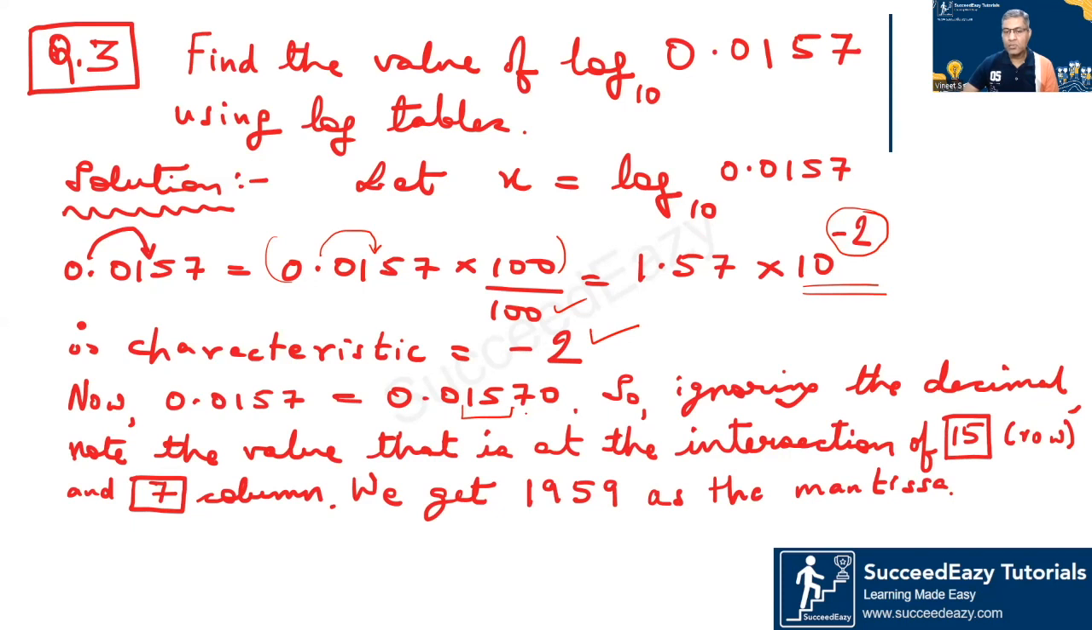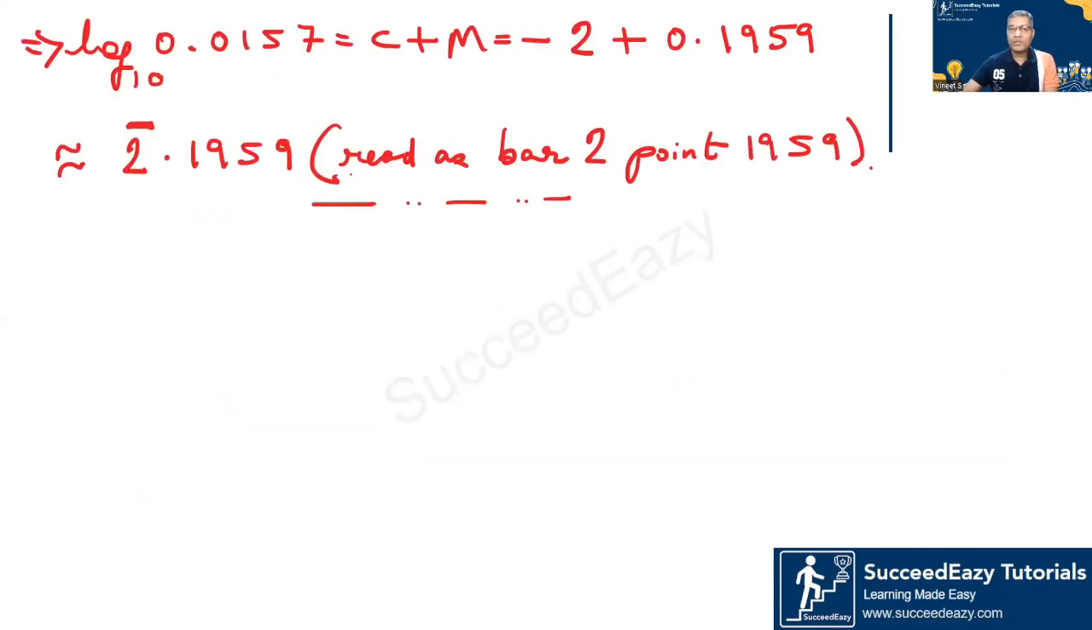The third digit will be 7, and the fourth digit is 0. Please remember that. So ignoring the decimal, note the value at the intersection of 15 row and 7 column. We get 1959 as the mantissa. So log of 0.0157 to the base 10 is equal to characteristic plus mantissa.